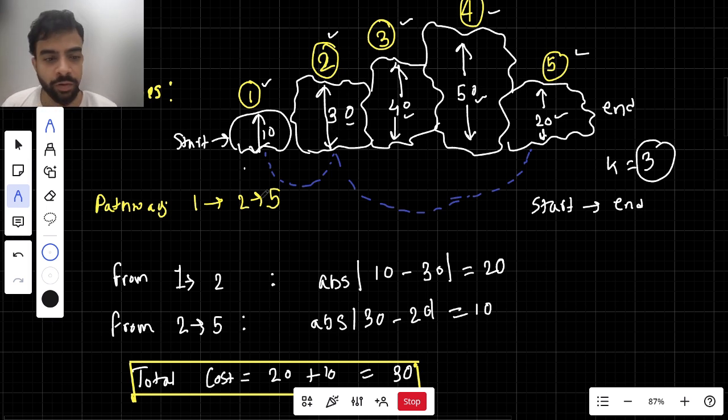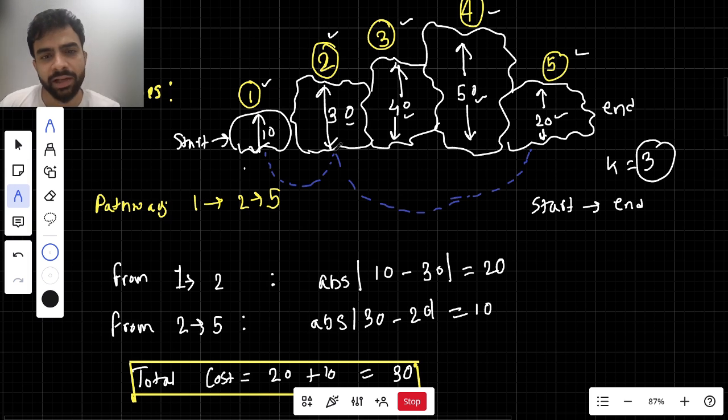and some cost as well. So what we are seeing is if the person travels from 1, 2 and 5, that means from 1 to 2, it can take a maximum number of jumps. Remember one thing, the maximum allowed jump is 3, meaning it can skip 3 stones at max, after which it can't do anything. So from 1 to 2, we take the absolute difference of 30 and 10, which gives us 20.